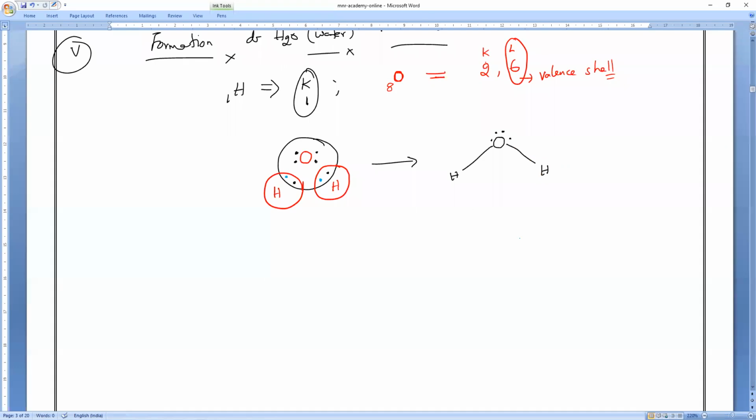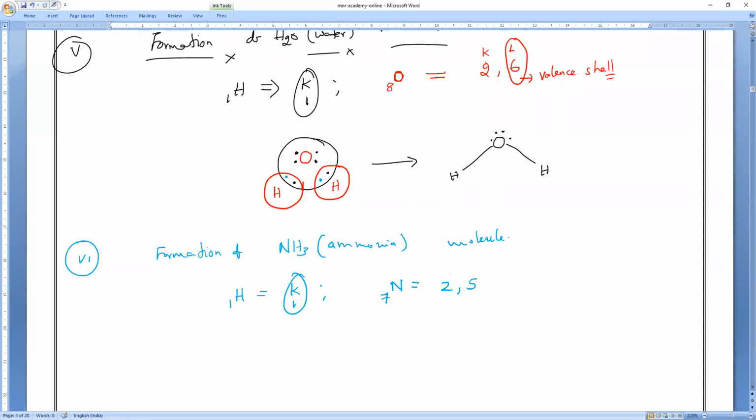Next, formation of ammonia. What is the formula of ammonia? Ammonia molecule. Okay, so again the same. Hydrogen atomic number is 1, only one shell, K shell. And nitrogen, what is the atomic number? 7. And the electronic configuration is 2, 5, K and L. So how many electrons does nitrogen need to become stable in nature? 3 electrons.